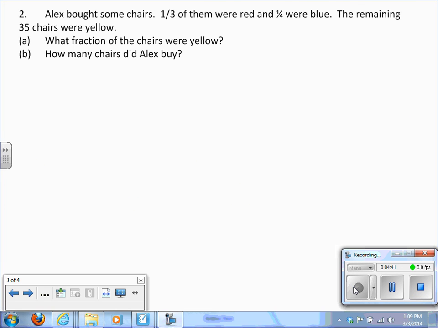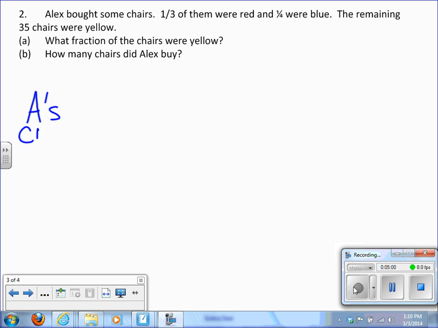Well, ready to go. Alex bought some chairs. 1/3 of them were red and 1/4 of them were blue. The remaining 35 chairs were yellow. Question A. What fraction of the chairs were yellow? Question B. How many chairs did Alex buy? Very good. So this problem is about what, kids?